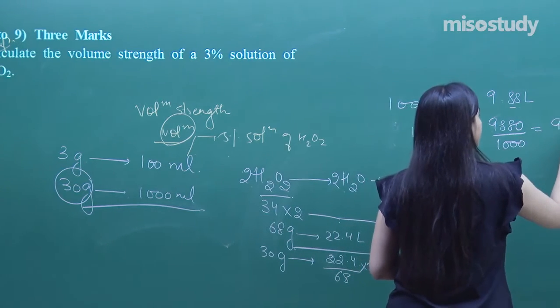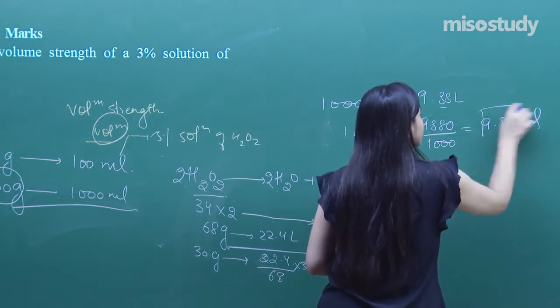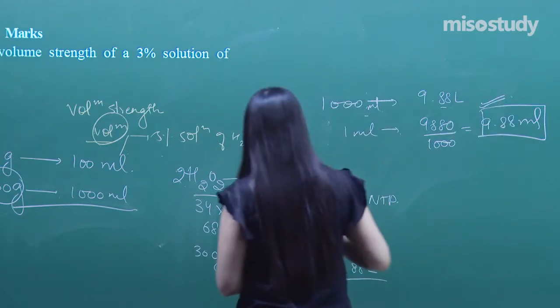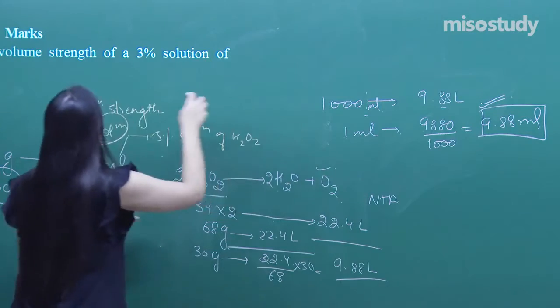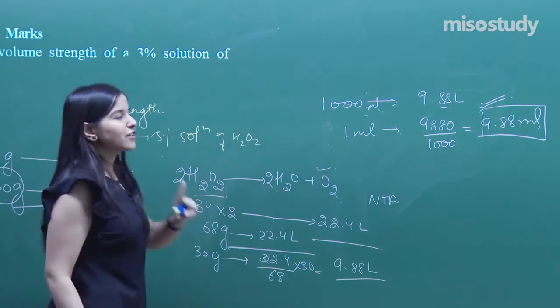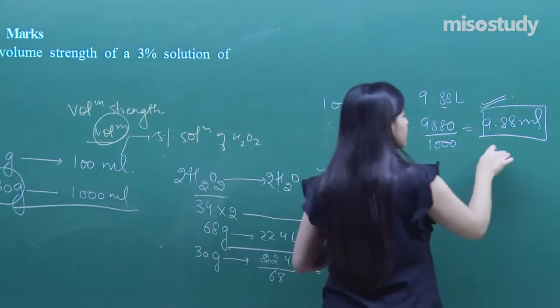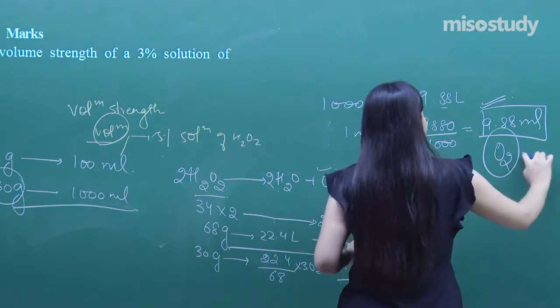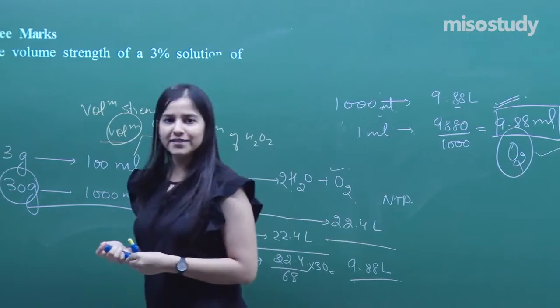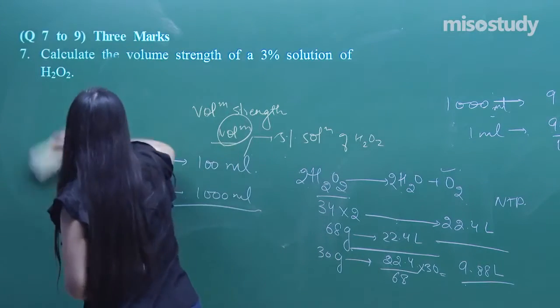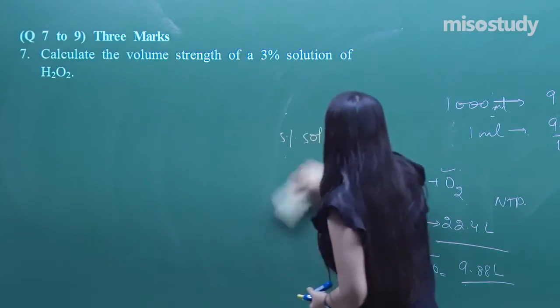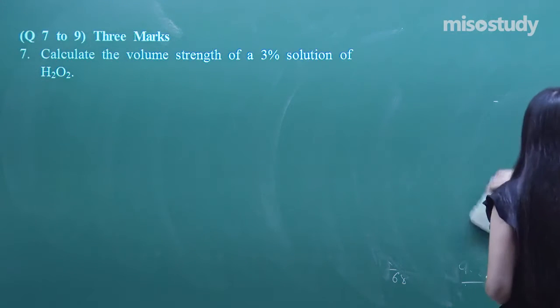And that comes out to be 9.88 ml, and that is the answer. What have we found out? We have found out the volume strength for this particular solution in terms of oxygen. Clear? I hope that is clear to you. Done? Let's move on further. So that was question number 7, and let's take up question number 8 now.